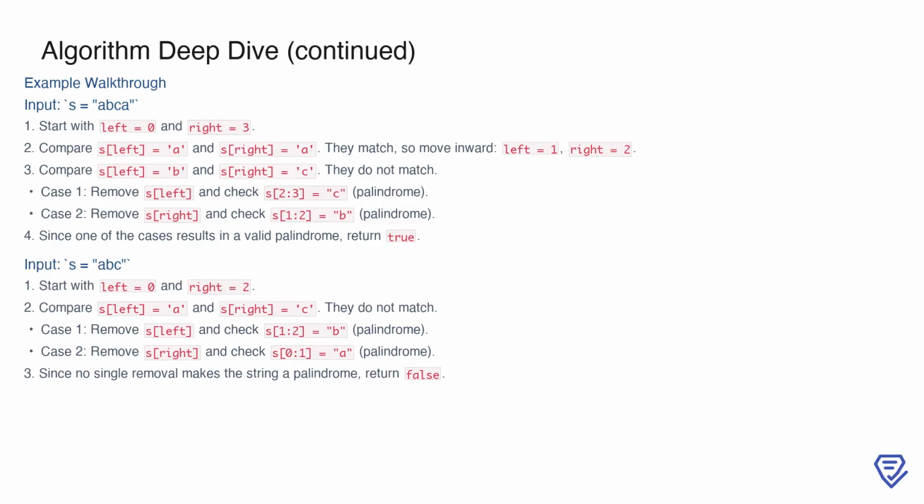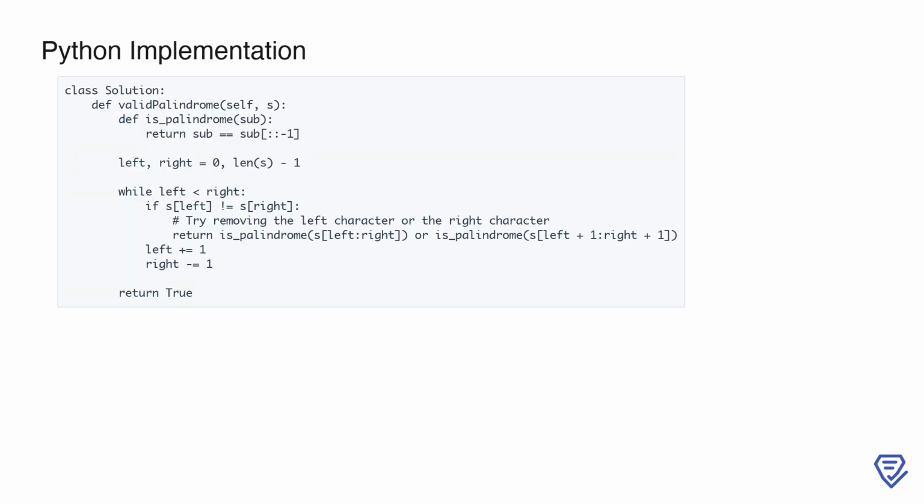These examples illustrate how the two-pointer method efficiently determines the result without unnecessary computations. The provided code solves the problem of determining whether a string can become a palindrome after removing at most one character.